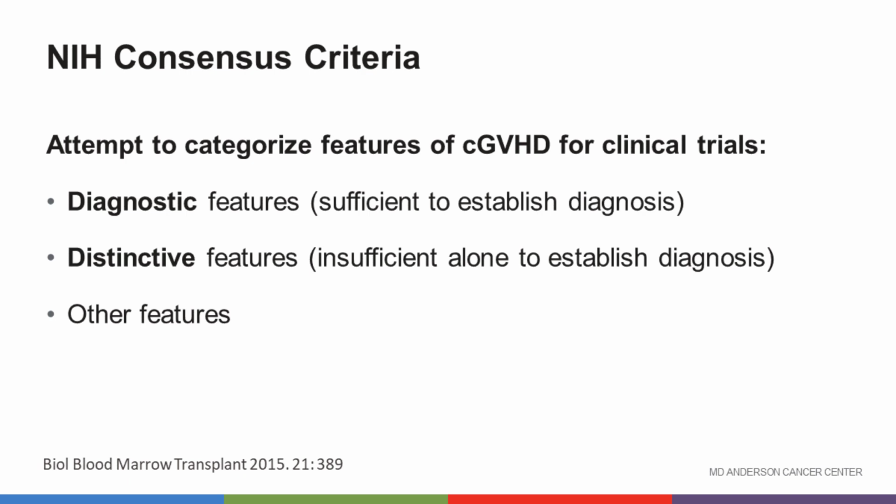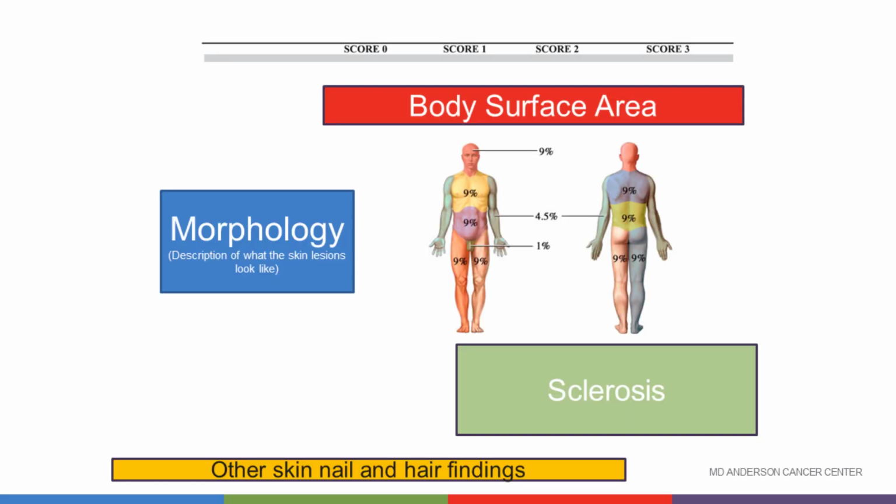There are diagnostic features. Those are features that we see that are sufficient to establish the diagnosis of graft-versus-host disease. There are distinctive features, and those are features that are suggestive of graft-versus-host disease, but insufficient alone to establish the diagnosis. And then there's a variety of other features that may be seen in the setting of graft-versus-host disease. And I think this will be clearer as we go along. When your clinician looks at you to determine if you have graft-versus-host disease in the skin, they're looking at three main factors.